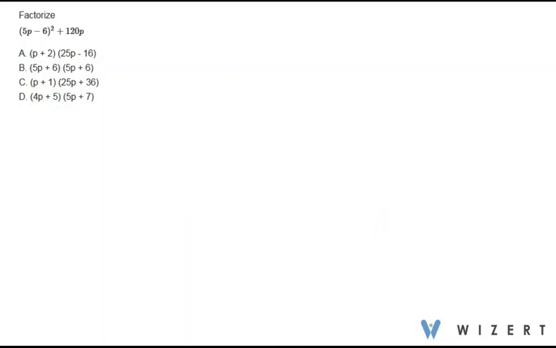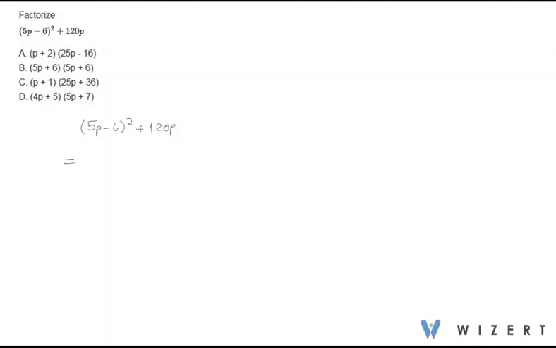We have this question here. We have to factorize (5p − 6)² + 120p. Now in order to factorize this, we'll have to first get rid of this particular bracket.